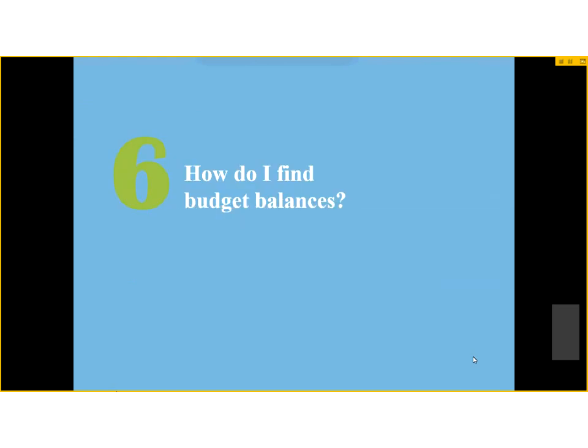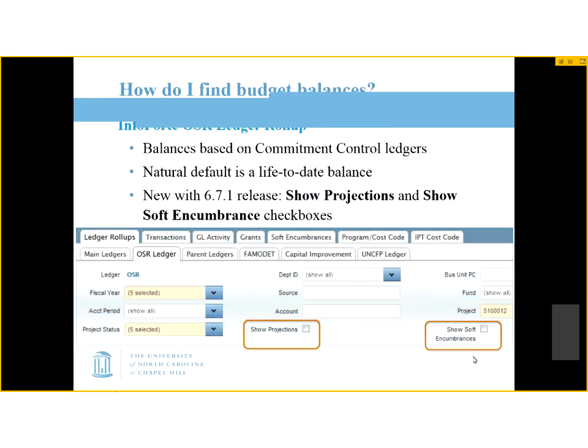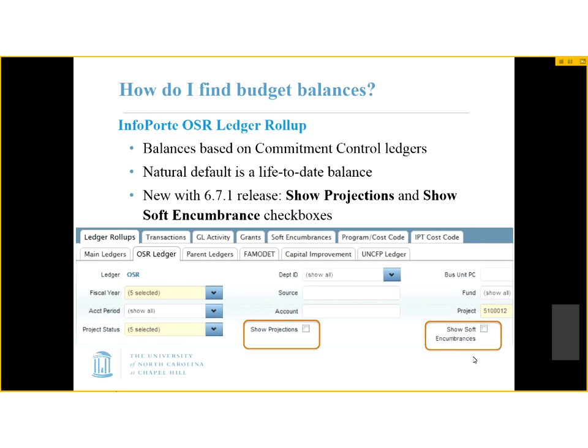All right. Next is budget balance, and budget balances are based on my commitment control ledger. And this is what the Ledger Roll-Ups tab in InfoPort under the Department Accounting tab provides. They are all 100% based on the commitment control ledger. Okay, so let's just look at this for a minute. The default is a life to date for the OSR ledger here. That's where I see my budget balances for projects.